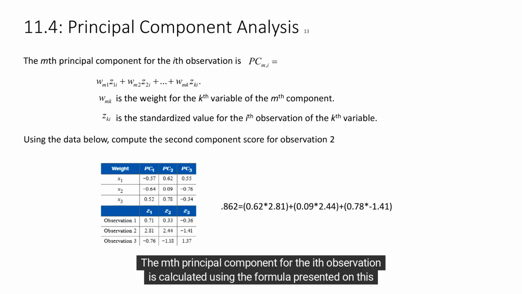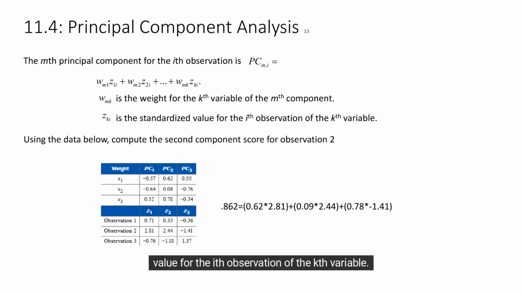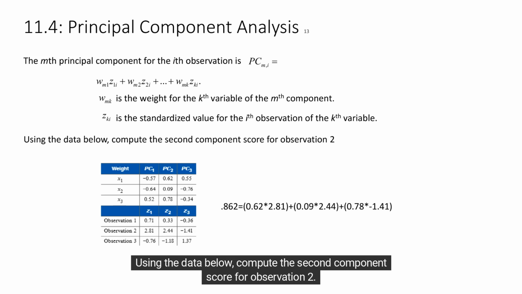The mth principal component for the ith observation is calculated using the formula presented on this slide, where w_mk is the weight for the kth variable of the mth component and z_ik is the standardized value for the ith observation of the kth variable. Using the data below, compute the second component score for observation 2. We can see the result is 0.862 for the second component of observation 2.